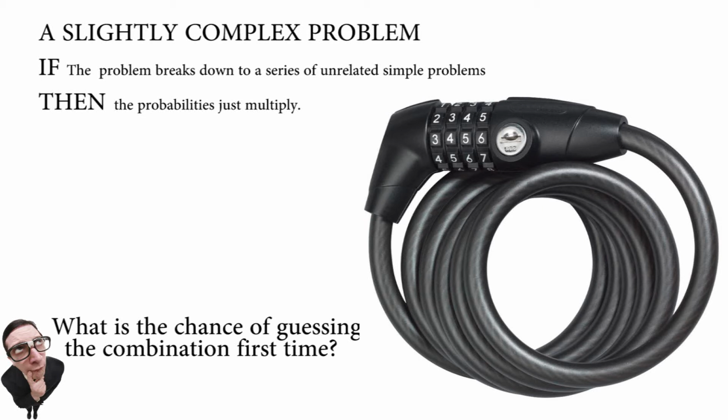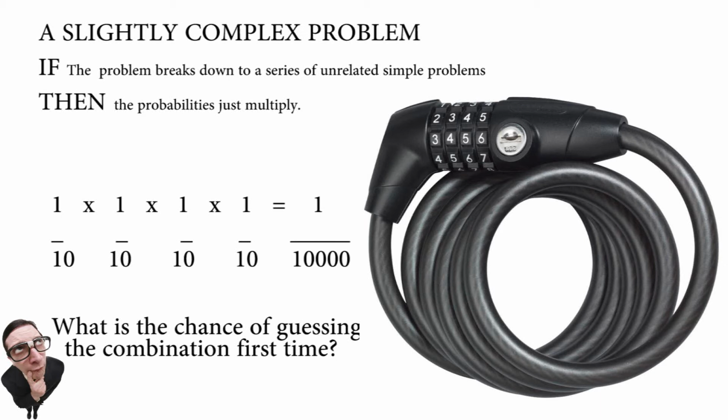Don't forget, every reel has every digit from 0 to 9 on it. So the wanted outcome is 1 out of a total possible of 10. It's the same for the next reel, and the next and the next. So the chances of selecting the correct number is 1 over 10 times 1 over 10 times 1 over 10 times 1 over 10 equals 1 over 10,000.